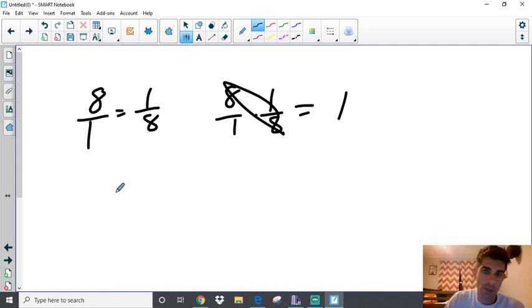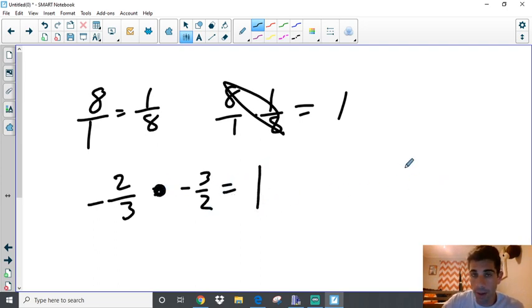You can take reciprocals of numbers like 2 over 3, or even negative 2 over 3, and that becomes negative 3 over 2. And again, when multiplied together, it ends up giving you 1. You could take reciprocals of letters, right? So if I had 1 over A, I can just make it A over 1, or just A. So that's what a reciprocal is.